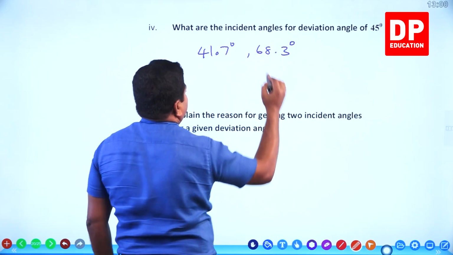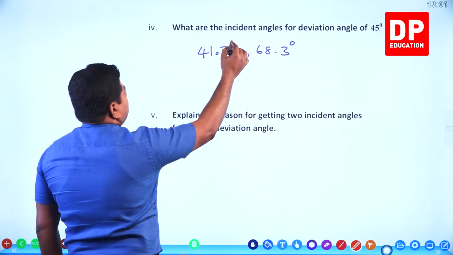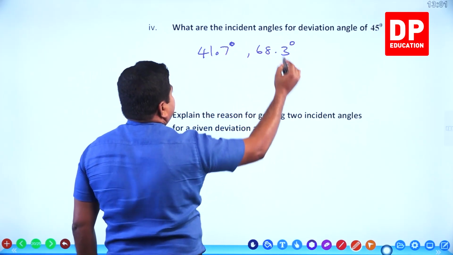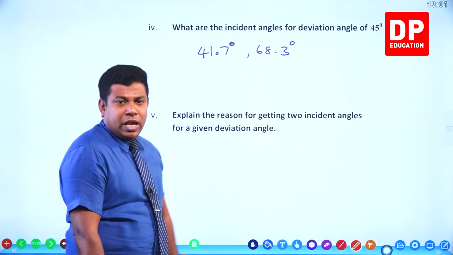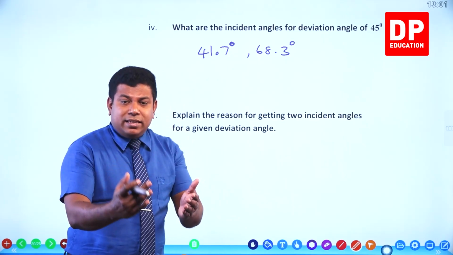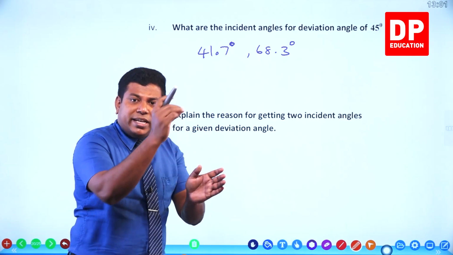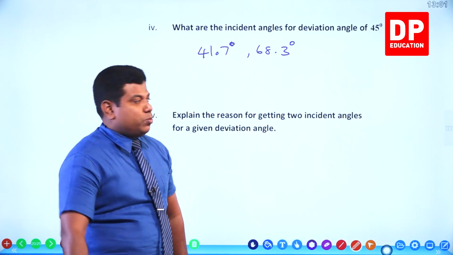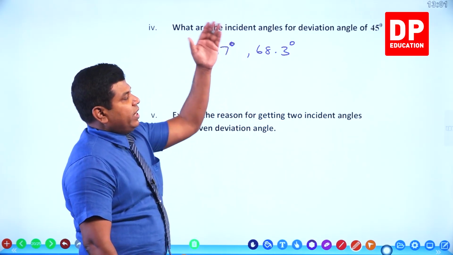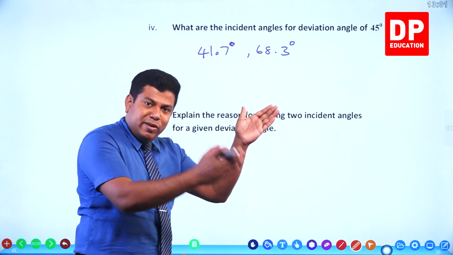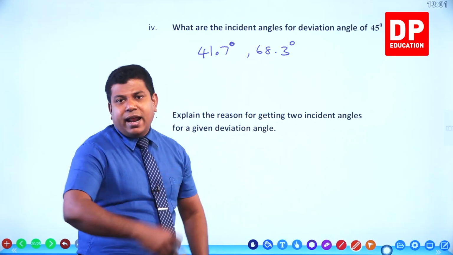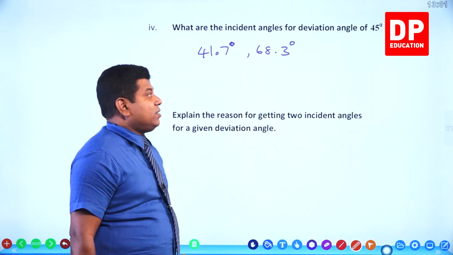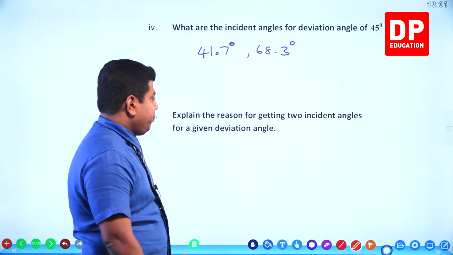You can write it in decimals. If you are writing in decimal, put the degree mark at the end. If you are writing in minutes and degrees, then after the degrees you put the degree mark. After the minutes you have to put the minutes mark. Be careful. Marks will be given for this. Marks will be given in decimals and in minutes and degrees. If you write either, marks will be given for that also.